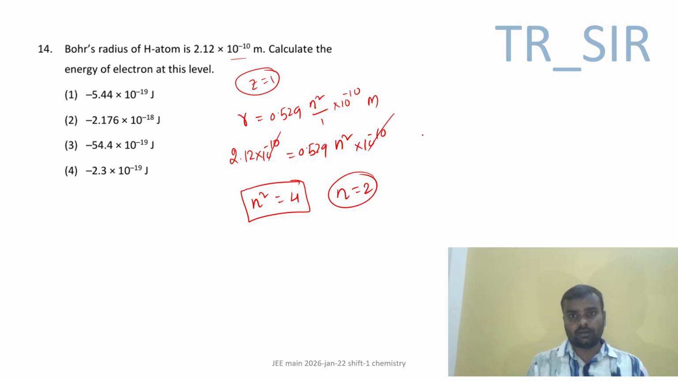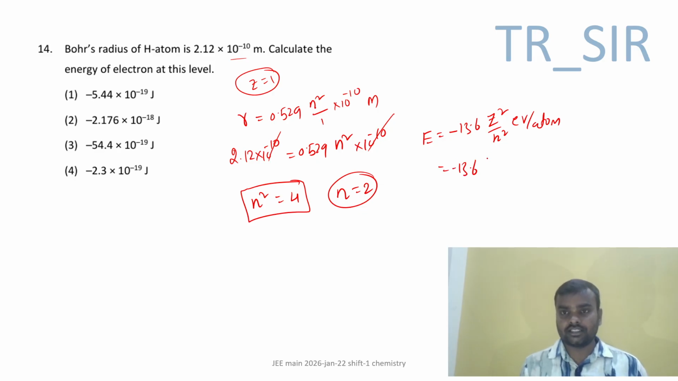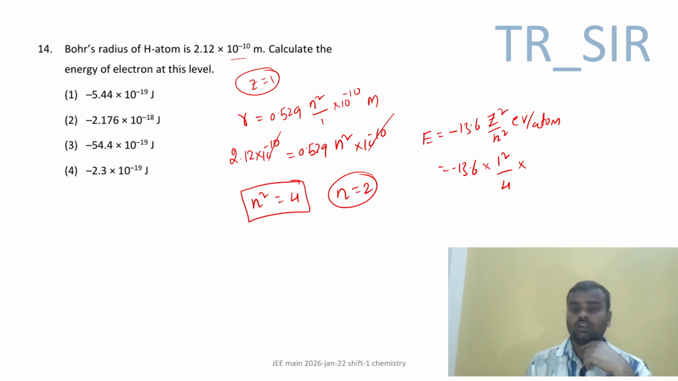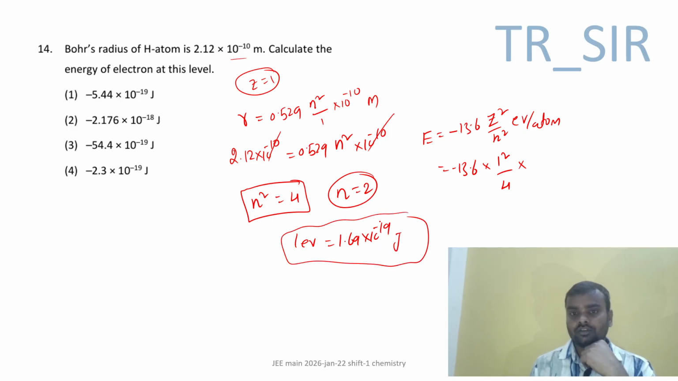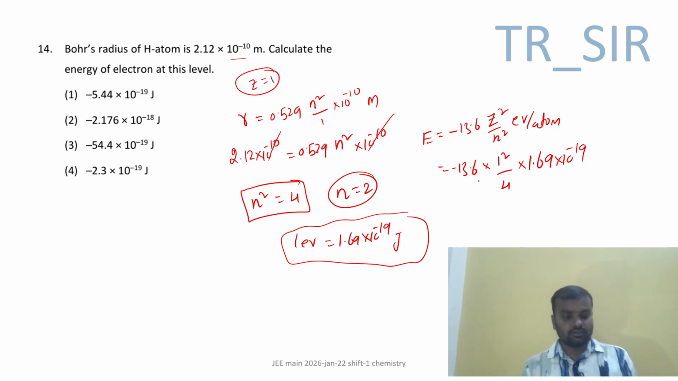Now use the formula for energy. E is equal to minus 13.6 Z square by N square electron volt per atom. Minus 13.6, Z value, again atomic number is 1 square, N value is 2, square is 4. This is in electron volt, we need it in joules only, no? So 1 electron volt is equal to 1.69 into 10 power of minus 19 joule. Multiply here 1.69 into 10 power of minus 19. So after solving this, how much are you getting?